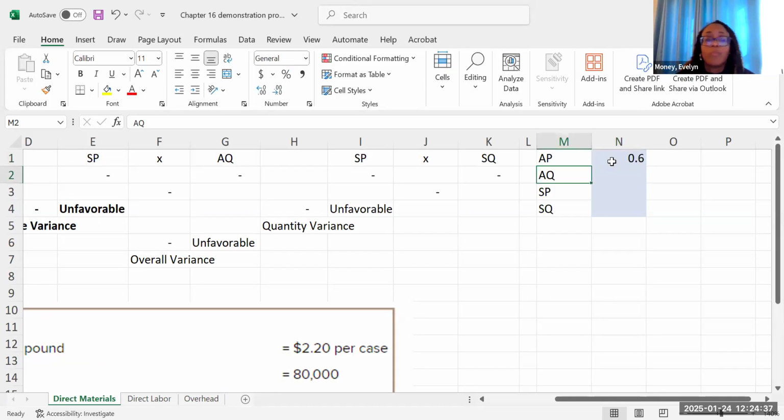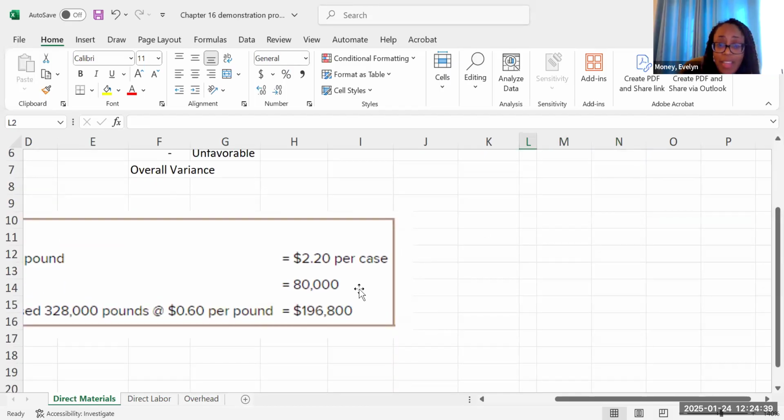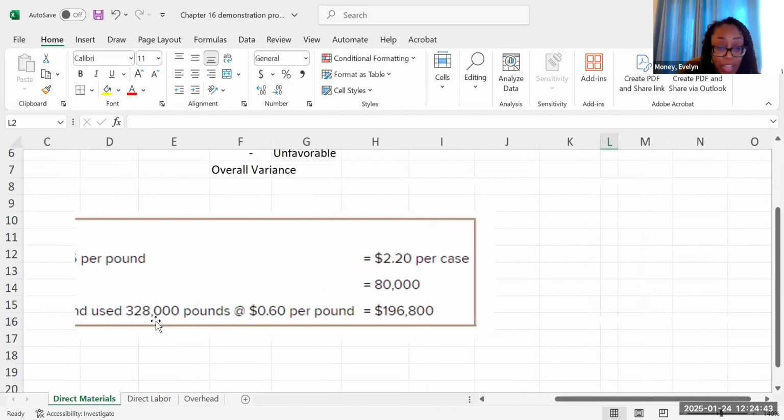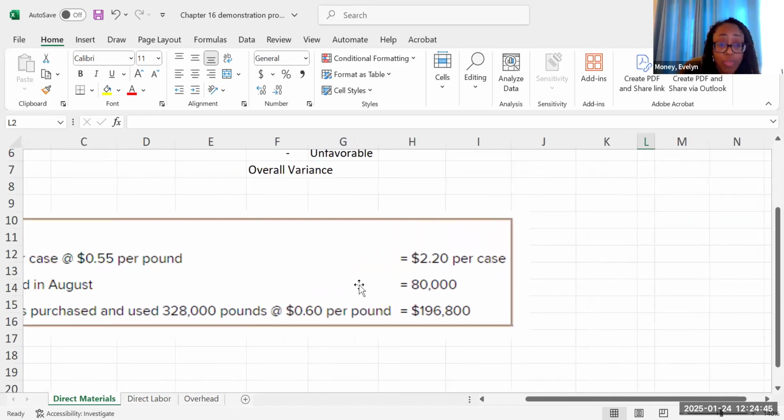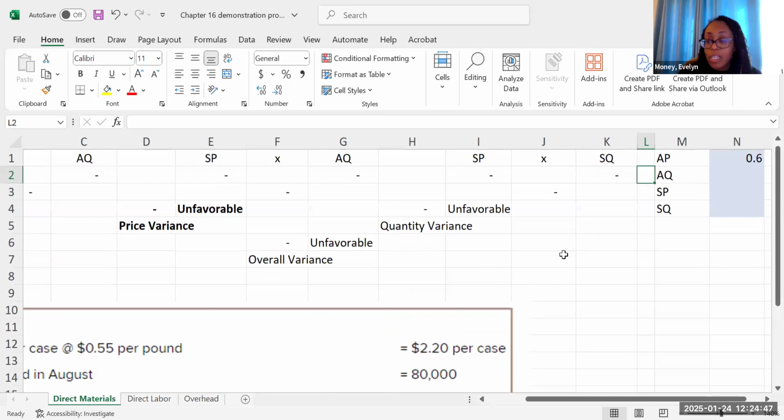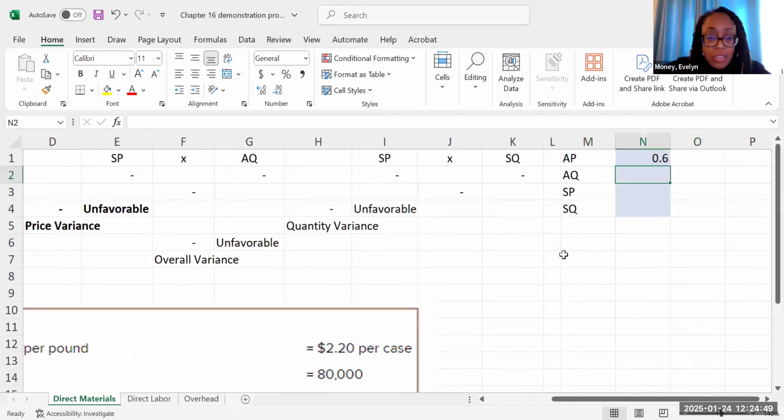There we go. Now for the actual quantity, same thing. I don't need the full dollar amount. I'm talking about pounds of material here. So we used 328,000 pounds.